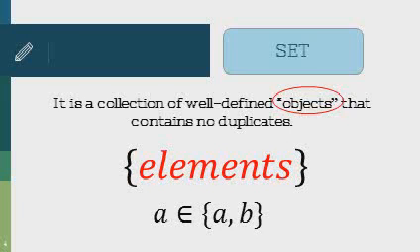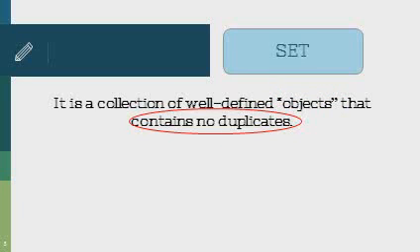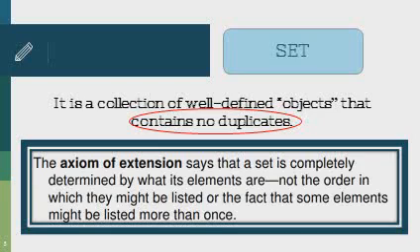A is an element of A, B. Yan, ganun yung pagbasa doon. The axiom of extension says that a set is completely determined by what its elements are, not the order in which they might be listed or the fact that some elements might be listed more than once. Okay, tatandaan niyo yung axiom of extension when it comes to sets. Yan, contains no duplicates.